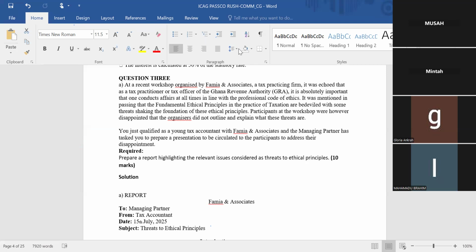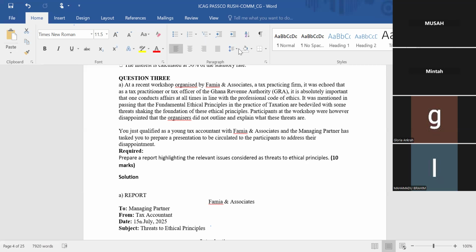Another one is the self-review threat. You are an officer of the GRA. You are the people doing the tax audit. After the tax audit, you ask the company that they should give you the chance so that you'll be filing their tax returns. You are the same person filing their tax return, and the same person that will come back to audit it. Self-review threat. Advocacy threat: you are trying to promote or advertise the business of this particular client. That's what we call the advocacy threat. We have the intimidation threat and we have the management threat. So these were the things we were supposed to mention and get 10 marks.